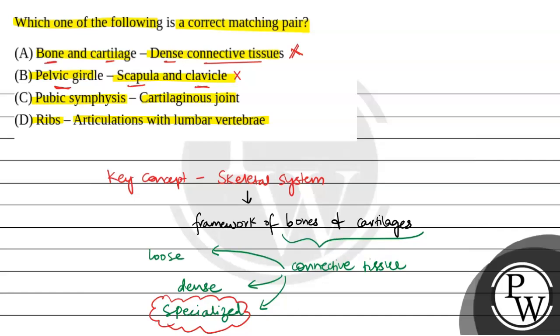Third, pubic symphysis is a cartilaginous joint. This is true. Pubic symphysis जो होता है वो ventrally present होता है जो दो sides of which joins the two halves of the pelvic girdle. And last दिया हुआ है ribs which are the articulations with the lumbar vertebrae. It is wrong. Ribs जो होते हैं they basically articulate with the 12th thoracic vertebrae in the dorsal side. So the correct matching pair is C. So the final answer for this question is option C.